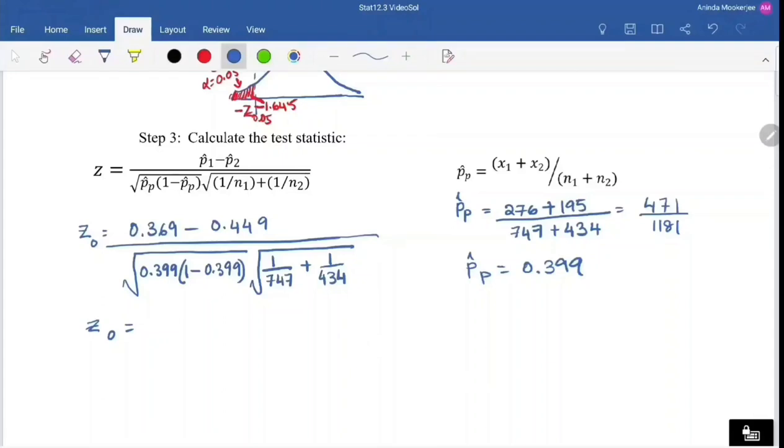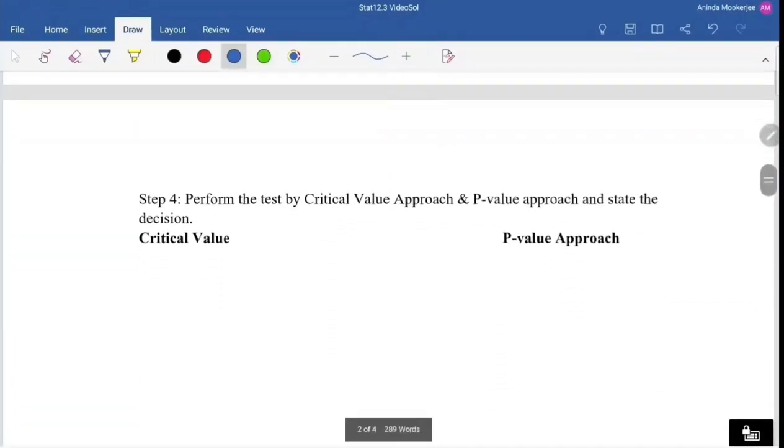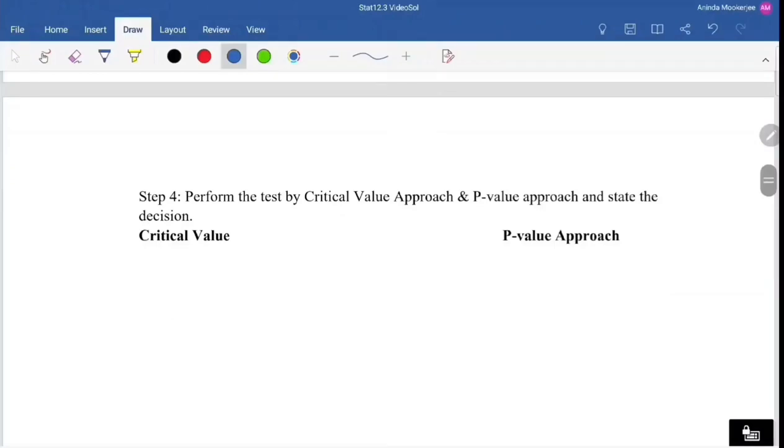But like I said, I need to move through this fast because I already worked out this problem in the lecture PowerPoint slide. All right, so z sub 0 is going to be negative 2.726. So that's our test statistic value, negative 2.726. So now we are going to start using these approaches to come to a decision.